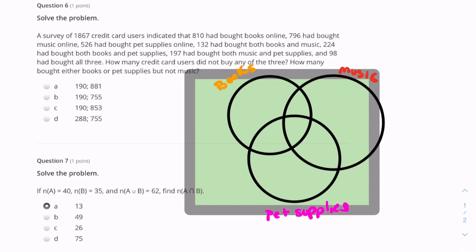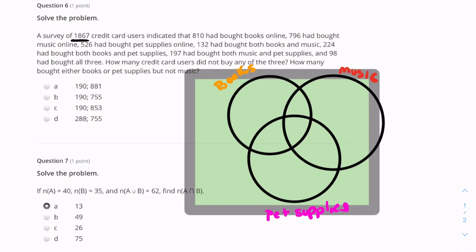So here is the last Venn diagram problem that I'm going to do. If you guys need other assistance with these Venn diagram problems, please watch these and then focus on the approach to this. So in this case, it's going to ask us two problems. A survey was conducted of 1,867 credit card users.